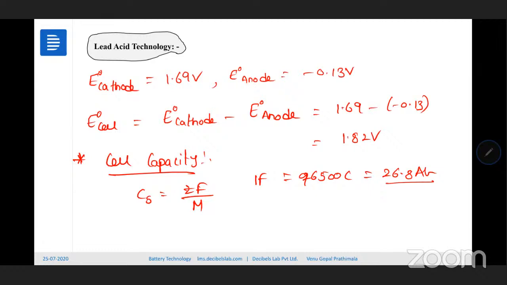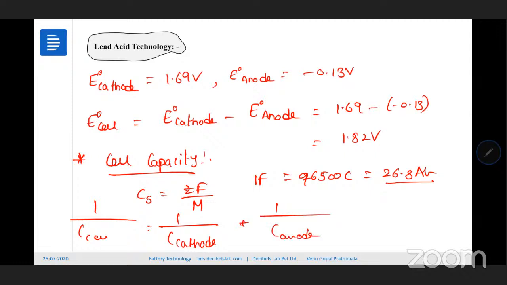Now, if you want to calculate the cell capacity for the whole cell, the formula we are going to use is 1 by C cell equals 1 by C cathode plus 1 by C anode. First we'll do it for the cathode, and next for the anode. Before that, we want to know the molar mass. In the question, they have given the molar mass values for each element: for lead oxide, for lead, and also for H2SO4. We'll use those to calculate the capacity of the cathode and anode.